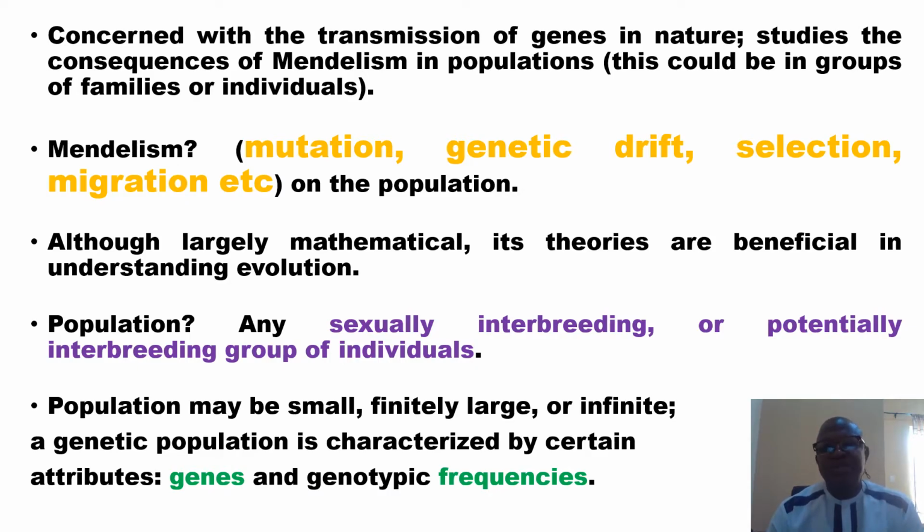Population genetics is largely mathematical, but its theories have been found to be very beneficial in helping geneticists to understand evolution. So by population, we mean any sexually interbreeding or potentially interbreeding group of individuals. And the population may be small, might be finitely large, or infinite. A genetic population is characterized by certain attributes, the gene and genotype frequencies.